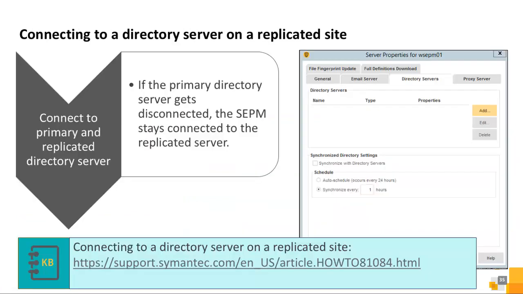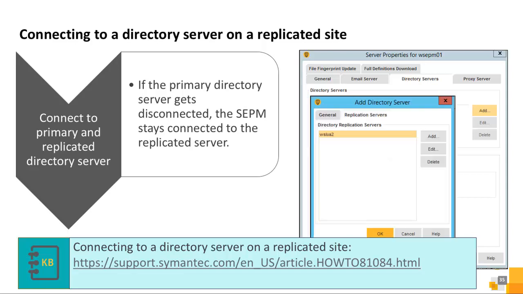If a site uses a replicated Active Directory server, you can connect the Symantec Endpoint Protection Manager to both the primary directory server and the replicated server. If the primary directory server gets disconnected, the management server stays connected to the replicated directory server. The Symantec Endpoint Protection Manager can then authenticate administrator accounts on all Active Directory servers of the local site and replicated sites. For more information, see the KB listed on the slide.